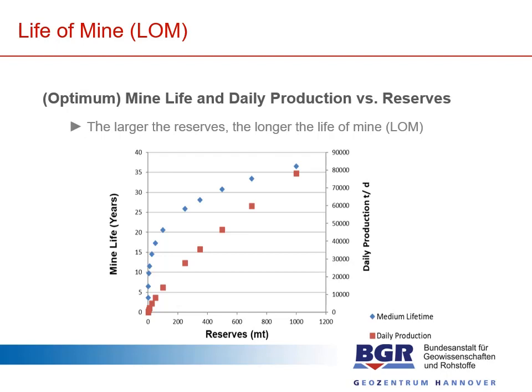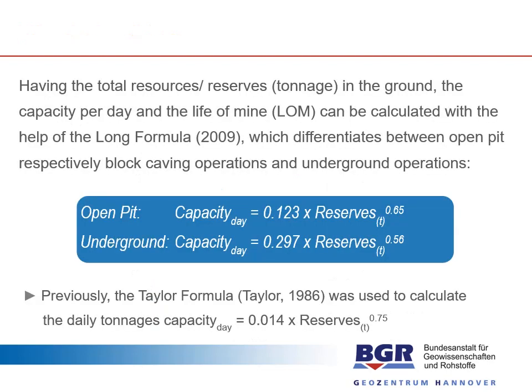So again, you have an optimum mine life and an optimum daily production that will give you an optimum operating expenditure and also an optimum investment, so capital expenditure. If you want to do an economic assessment at an early stage of your mining project, you already know the resources or the reserves in tons in the ground, and now you have to calculate the capacity per day and the life of mine. And this can be calculated by empirical formulas.